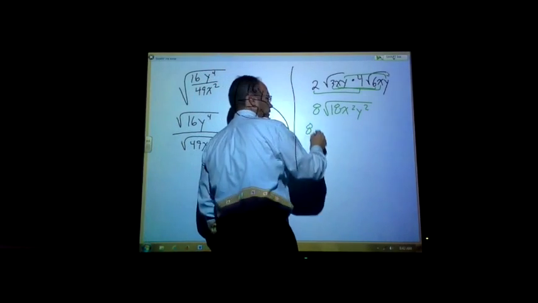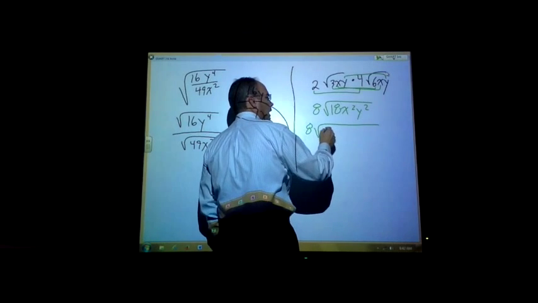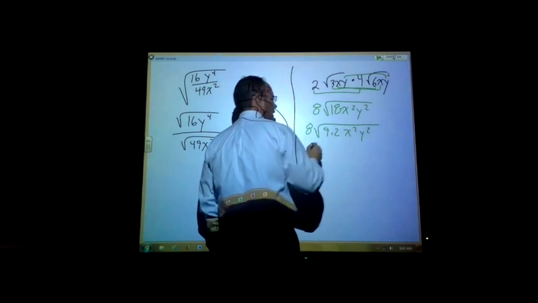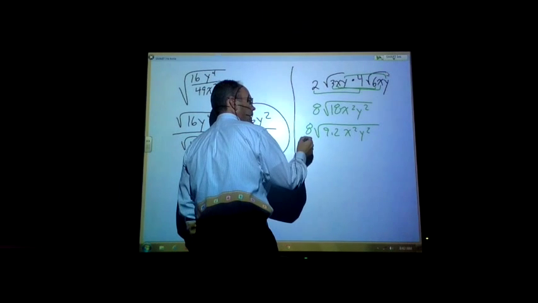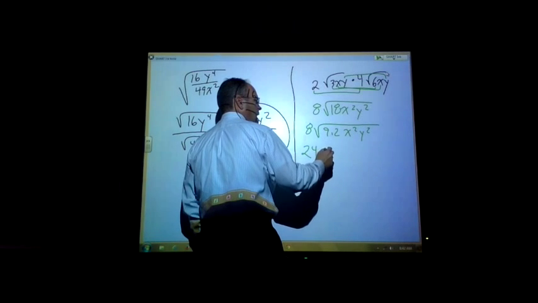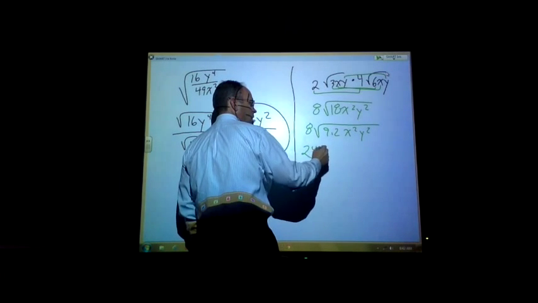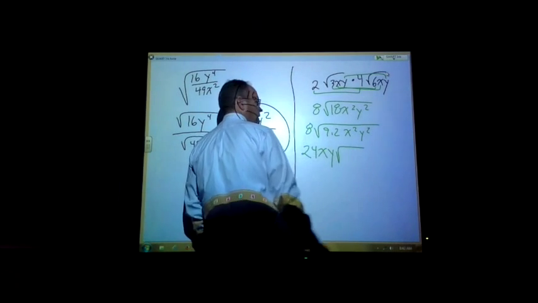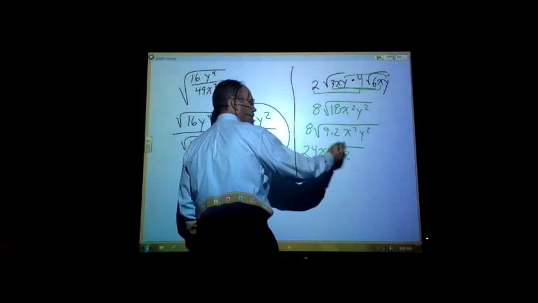18 is the same thing as what times what? 9 times 2, and then x squared, y squared. What's the square root of 9? 3. 3 times 8 is? 24. Square root of x squared? Square root of y squared? What's under the radical? Done.